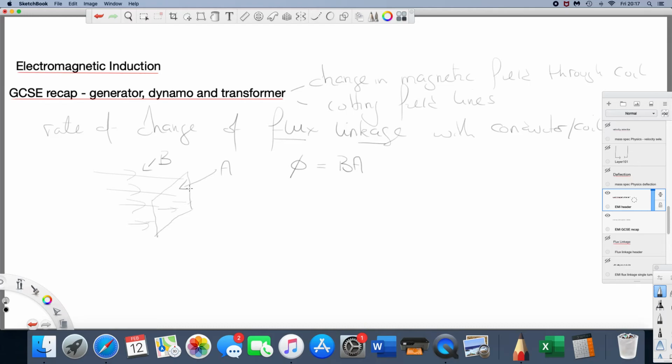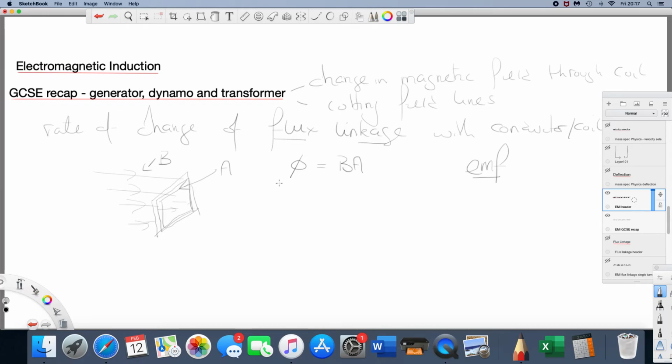Now, we know if this was the coil of a generator or a dynamo or indeed a transformer, that if we were to double the number of turns in our coil, that would change the induced potential difference. We would have called it that at GCSE; we're going to call it EMF at A level. The induced EMF would double. And if we were to triple the number of turns, we would triple the induced EMF.